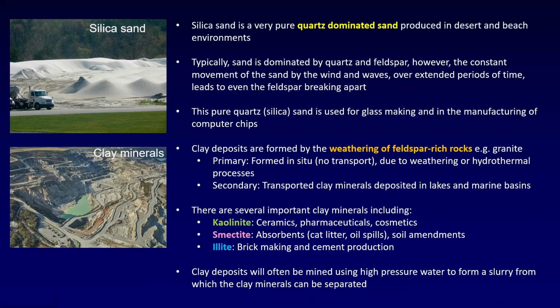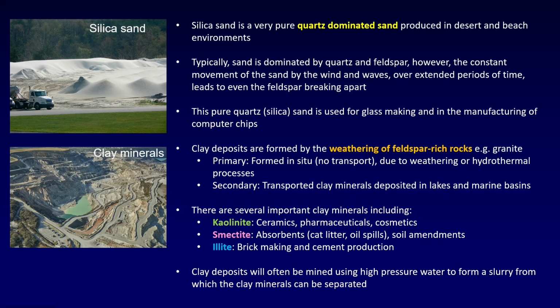So the next industrial mineral we're going to look at is silica sand. And silica sand is a very pure form of sand that is dominated by quartz. And it's produced in desert and beach environments. So typically when you have sand, you will see that it contains a mixture of both quartz and feldspar. However, the constant movement of the sand in desert environments and in beach environments will steadily, over very long periods of time, lead to even the feldspar breaking down.